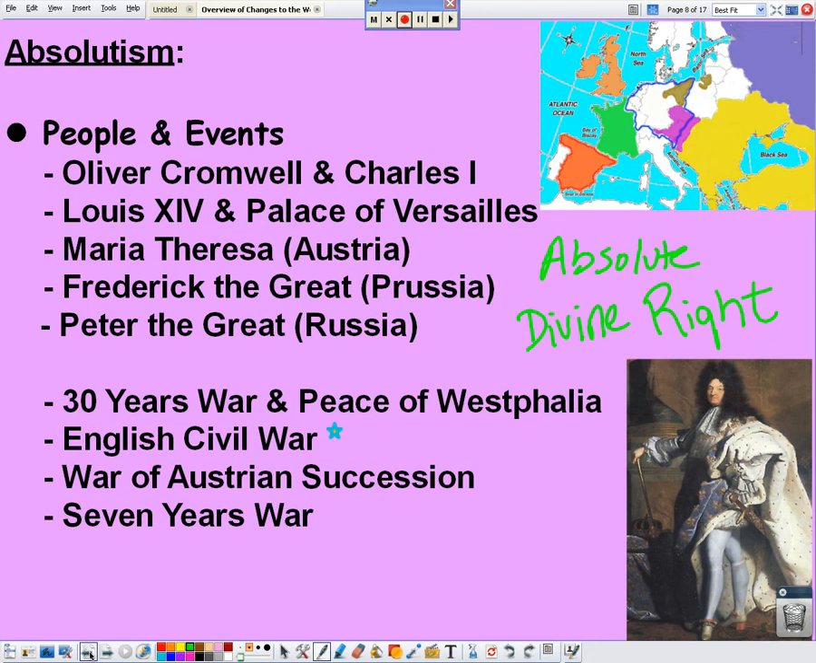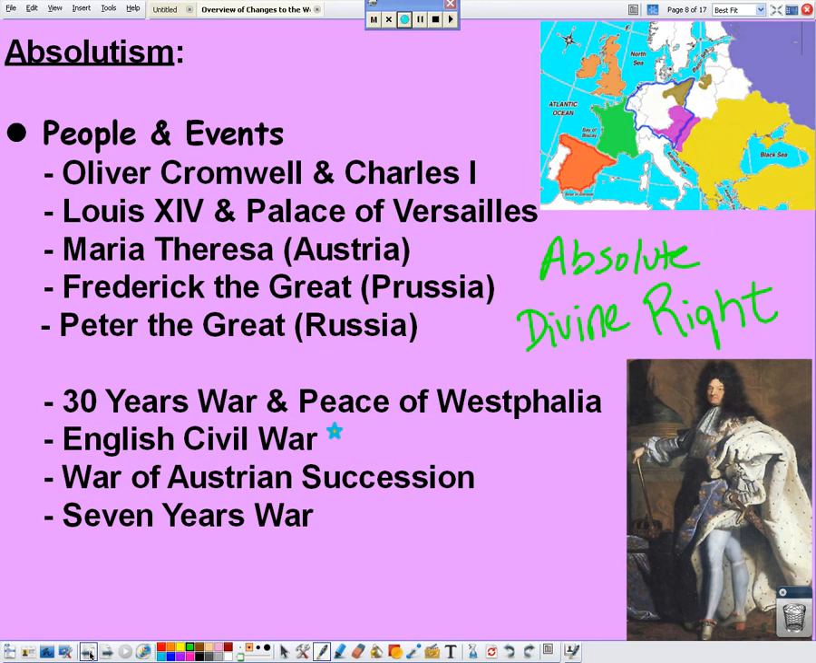And then lastly, and this is a gentleman that we will spend more time on in the next chapter, Peter the Great of Russia is going to radically alter Russian culture, coming off the heels of the Mongol invasion and then kicking the Mongols out. And he will begin to make Russia much more like Western Europe.